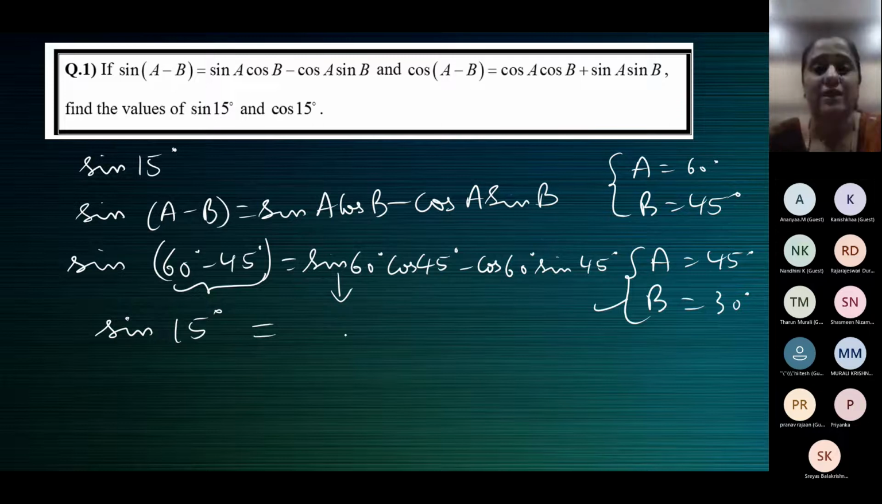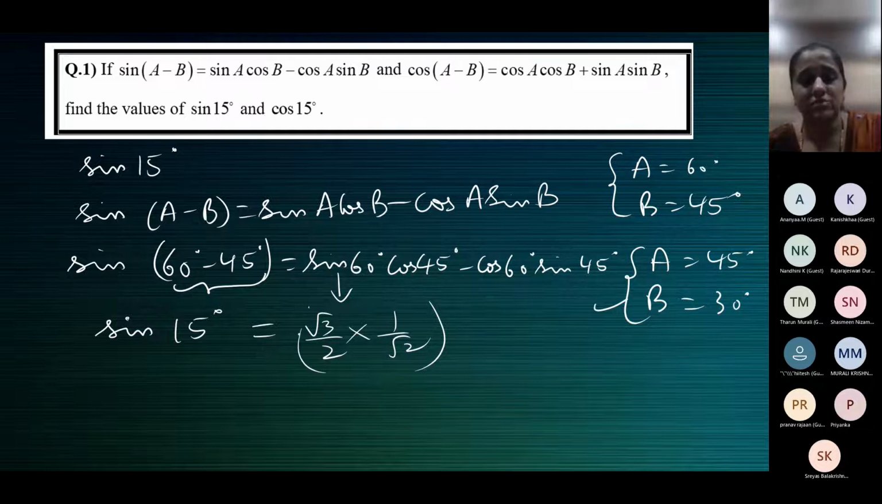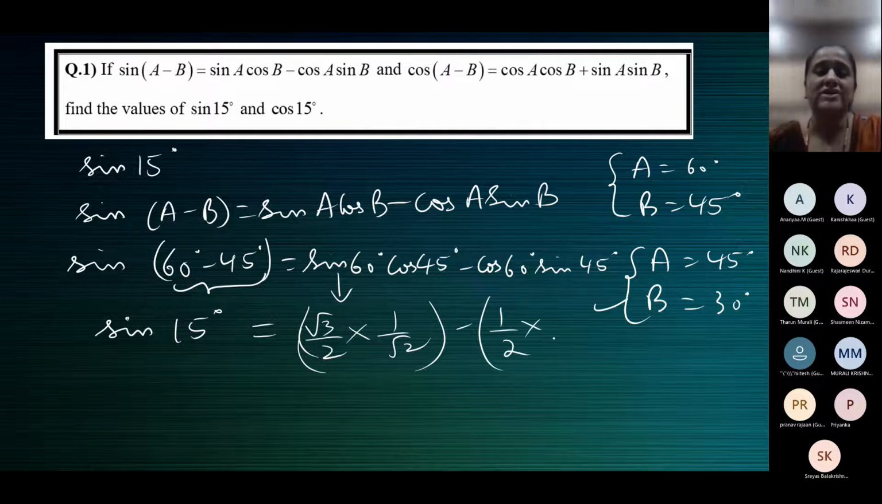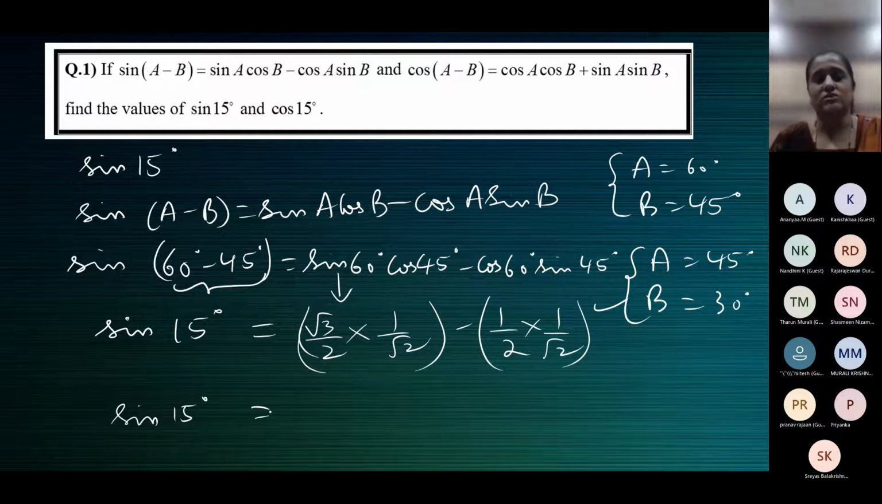From the table. In the table, we have the value of sine 60 degrees. Sine 60 degrees is root 3 by 2 into cos 45 degrees, 1 by root 2. You need to remember this. Minus cos 60 degrees, 1 by 2, into sine 45 degrees, 1 by root 2. Simplify this, you know how to simplify, and you will get the value of sine 15 degrees. That's all.